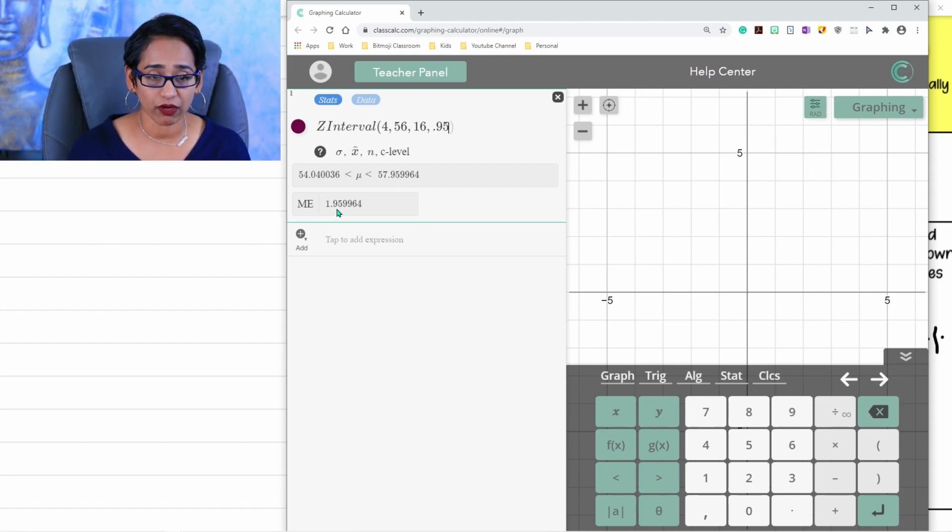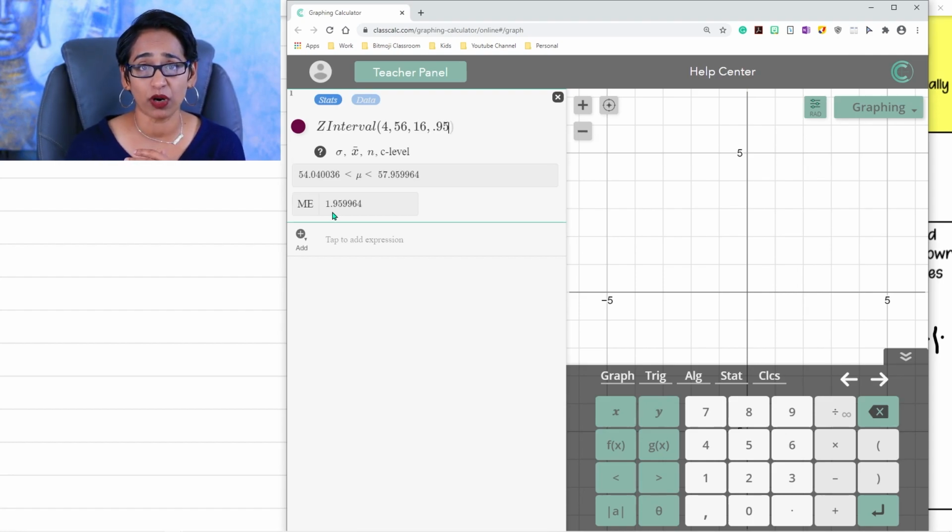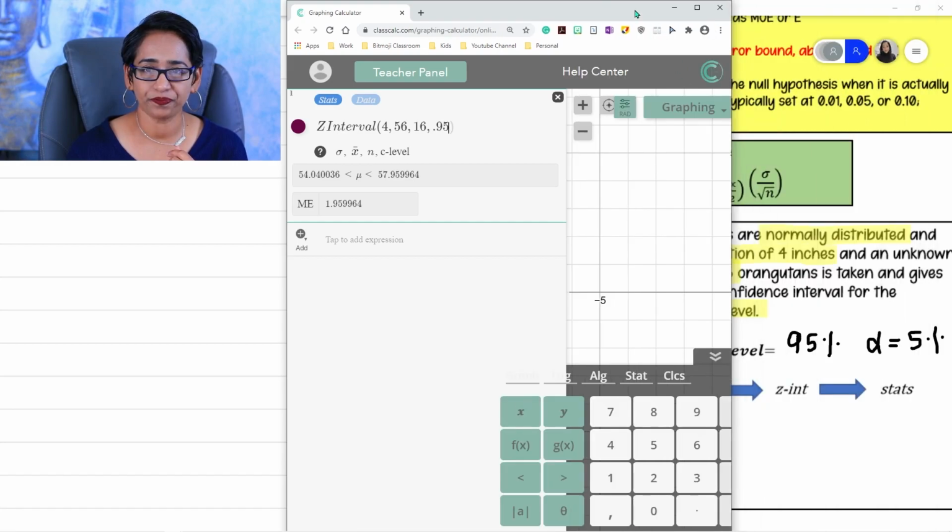And the margin of error, you also get your margin of error right here. So keep in mind, once you plug everything in, you'll have your confidence interval and you'll also have your margin of error. So I'm going to move this to the side here.